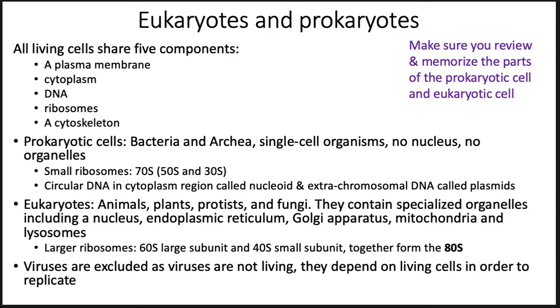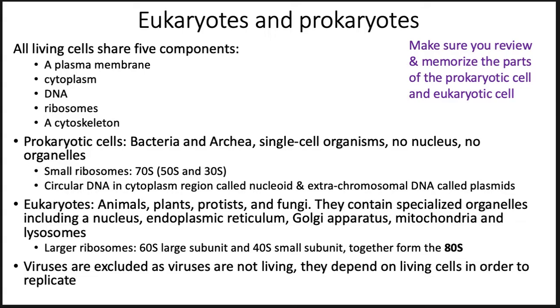Okay, circular DNA in the cytoplasm region called the nucleoid. And then bacteria can also have small circular DNA units called plasmids, and plasmids are going to give extra genes that are not required for everyday life, but can help give special properties like antibiotic resistance. Remember that plasmids are shared between cells through the pilus.